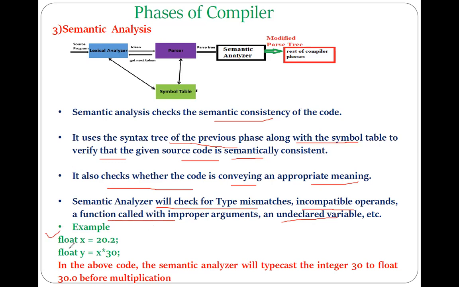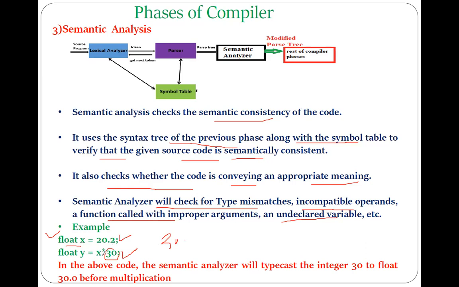Another example you can see here: float x = 20.2 we have declared, and float y = x * 30. Now this looks like a meaningful expression, but it is not, because the semantic analyzer will detect that instead of 30 it should be 30.0, because x's data type is float and 30's data type is int, and you are trying to store the value in the variable y, which has data type float.